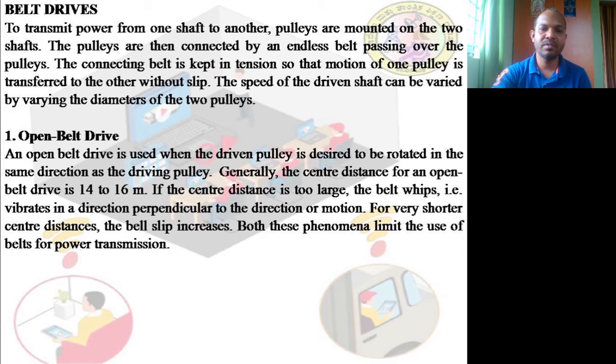So slipping will also occur for a shorter distance. It should not be too short, and it should not be too far away either. So an optimized distance between the driving and driven pulley should be maintained. That's it.